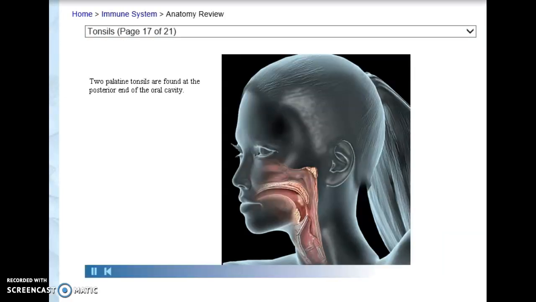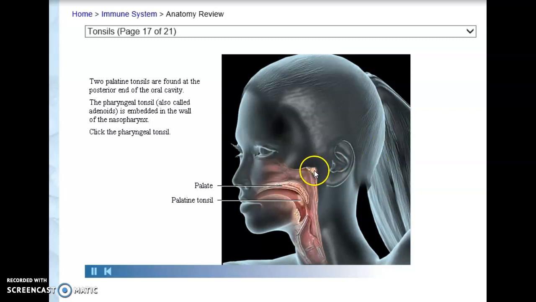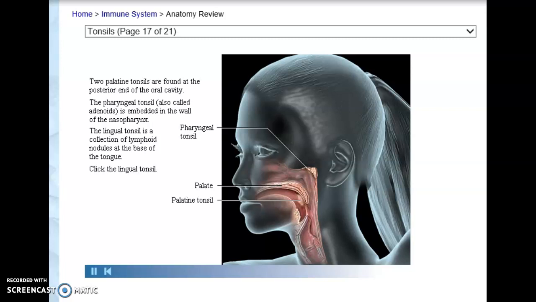Two palatine tonsils are found at the posterior end of the oral cavity. Click the palatine tonsil. The pharyngeal tonsil, also called adenoids, is embedded in the wall of the nasopharynx. Click the pharyngeal tonsil. The lingual tonsil is a collection of lymphoid nodules at the base of the tongue. Click the lingual tonsil. Click the pharyngeal tonsil to see its structure.